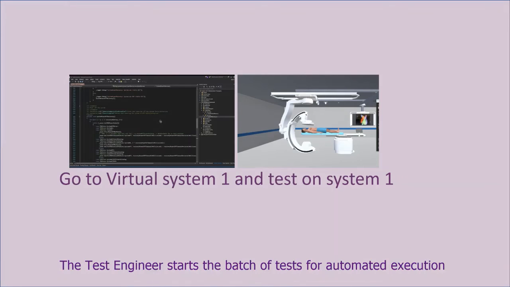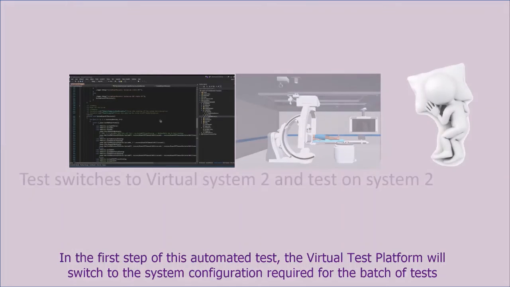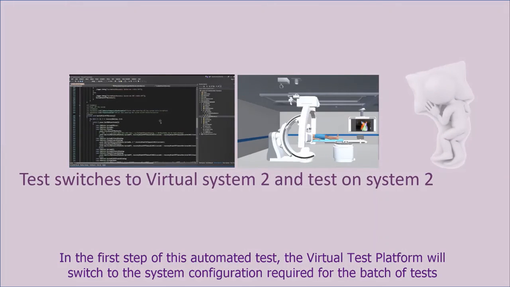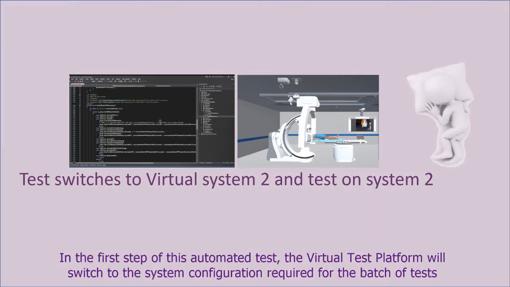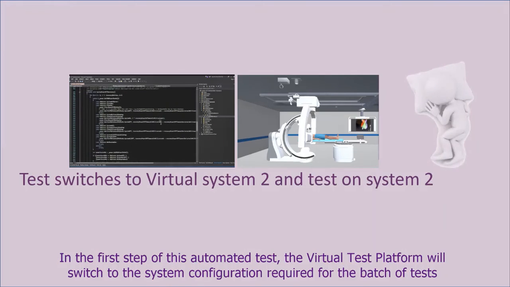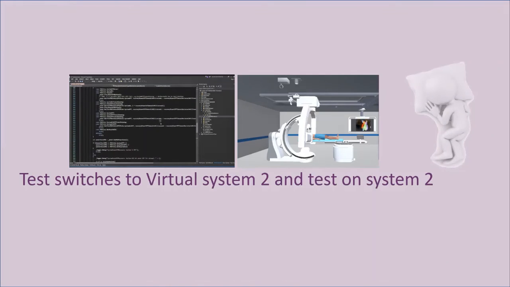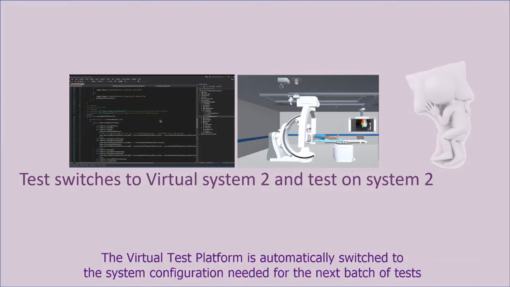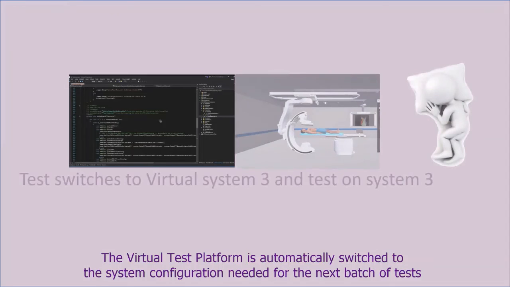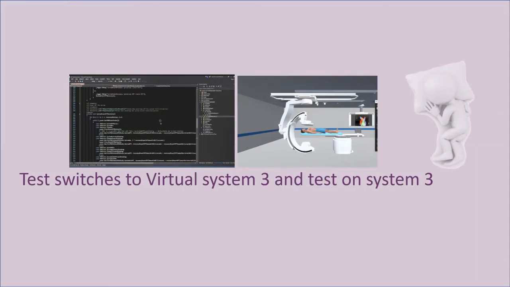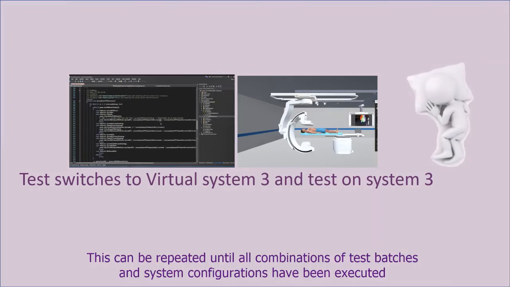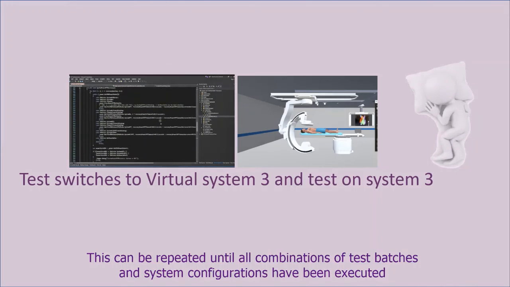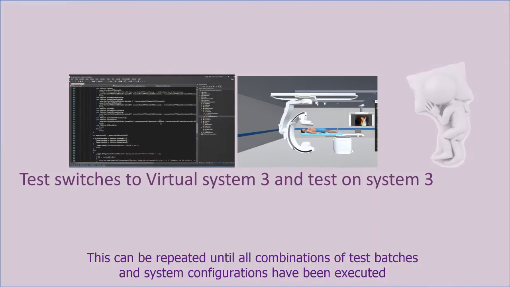The test engineer starts the batch of tests for automated execution. In the first step of this automated test, the virtual test platform will switch to the system configuration required for the batch of tests. When the first batch is finished, the virtual test platform is automatically switched to the system configuration needed for the next batch of tests. This can be repeated until all combinations of test batches and system configurations have been executed.